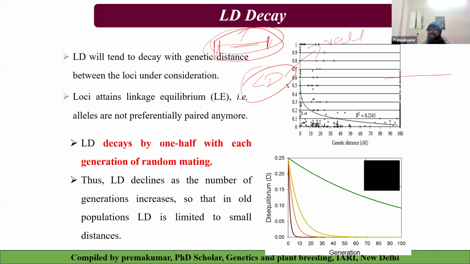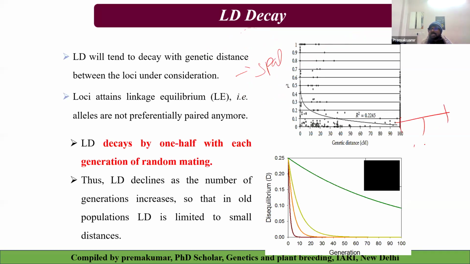Means there is a decrease in the linkage disequilibrium value due to the increase in the distance. When there is more genetic distance, there will be a decrease in the linkage disequilibrium value. That is called LD decay, that is called spatial LD decay. Means when the space between the two genes is increasing, your LD will be decreasing. This is called spatial decay.